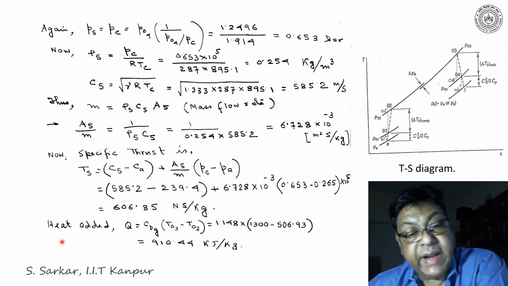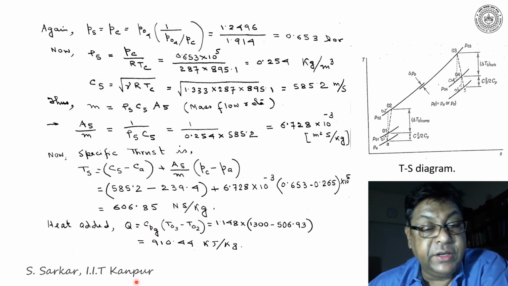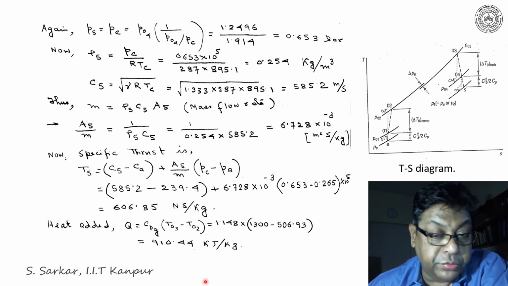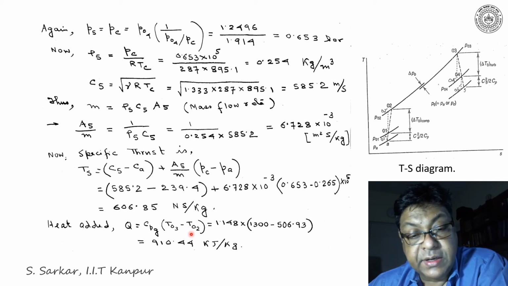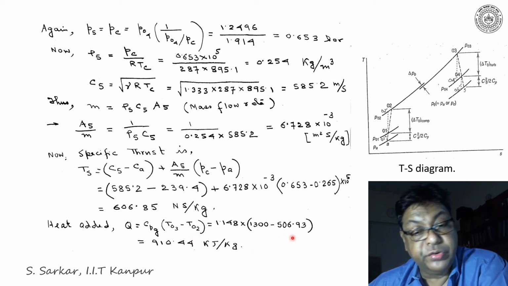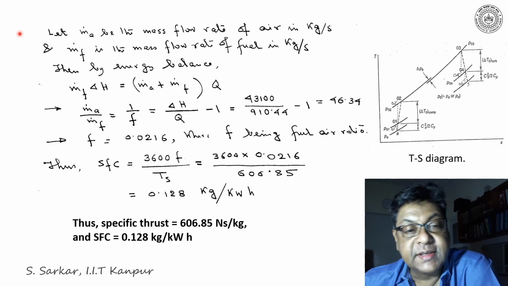Now, heat added, that is Q is equal to Cpg into T03 minus T02. I know T03 as 1300 and T02 as 506.93. Cpg I have used as 1.148. Thus I have calculated Q as 910.44 kilojoule per kg.